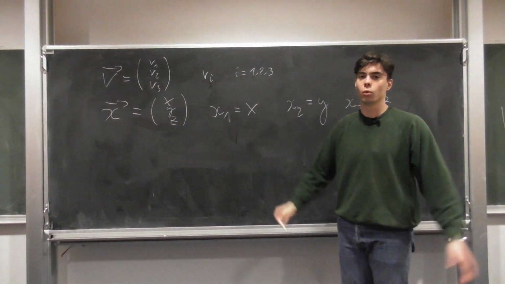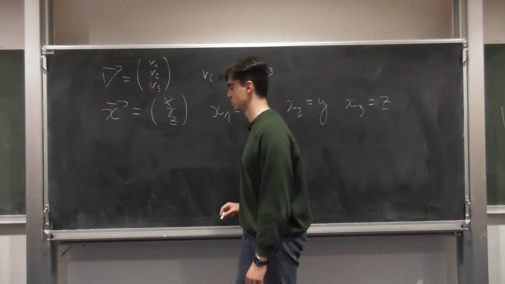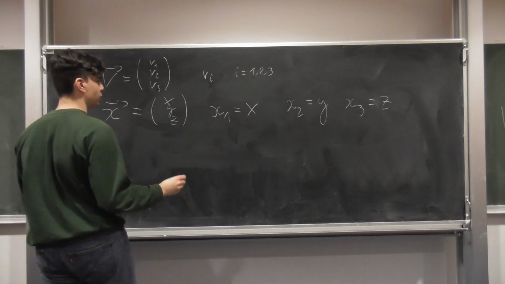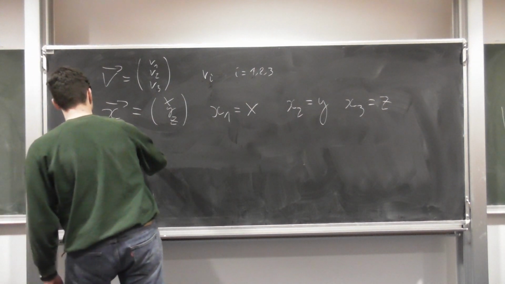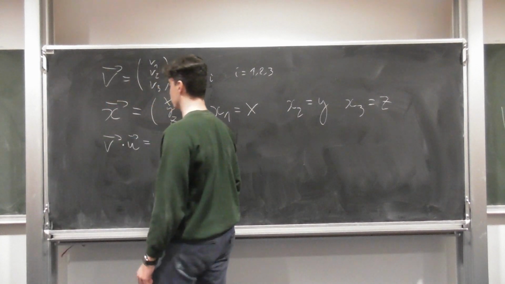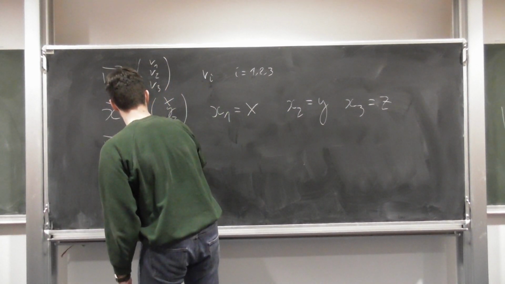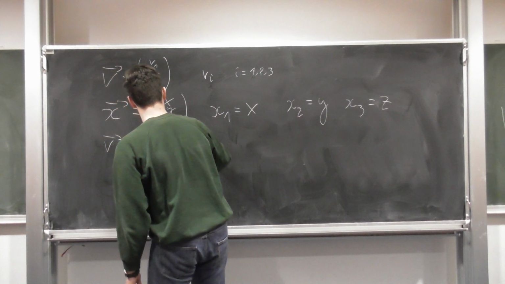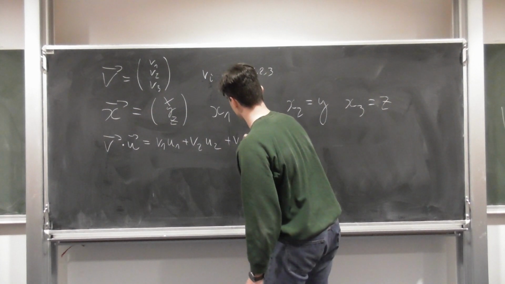Okay. Now, why is this useful? Let's look at how to express the dot product using index notation. So the definition of the dot product of two vectors, let's say we take v dot u, is equal to the sum of the product of their components. So that'll be v1 u1 plus v2 u2 plus v3 u3.